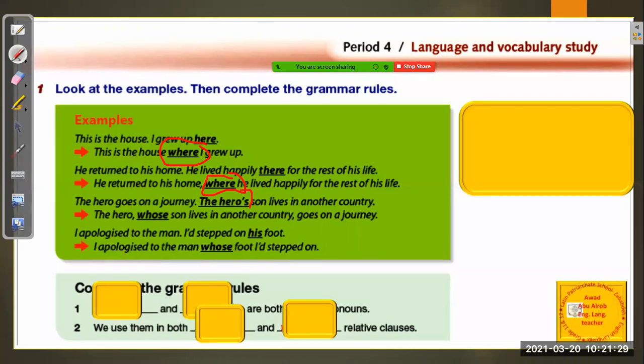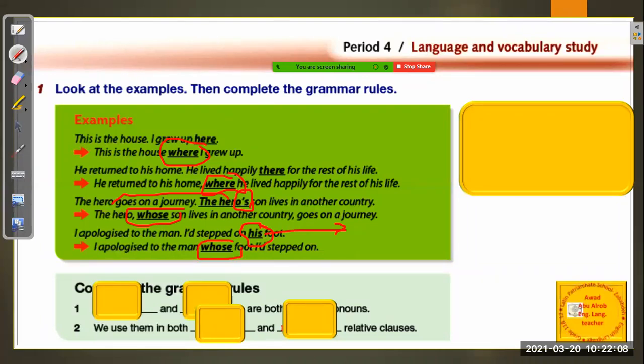Okay, now if you look at example number 3, here you have the possessive S. Possession. So instead of it, we use whose. Now, we talk about the hero. So this sentence goes here. Those who are noisy, please. Now, the second example, number 4, his also is a possessive pronoun. So we use whose.